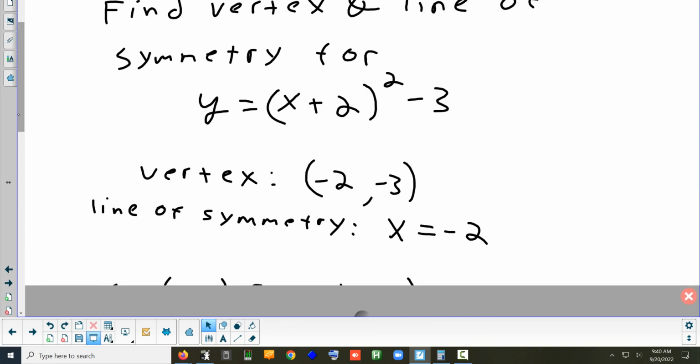Any questions on that? Because this is left 2, down 3. So imagine being at the origin and going left 2 and down 3. You'd end up right there.